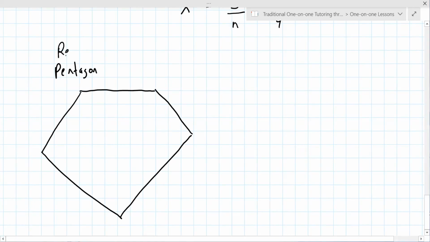So this is a regular pentagon. How many sides does it have? 5. Okay. So I want you to find the sum. 180 times n minus 2. Find the sum for me, please.